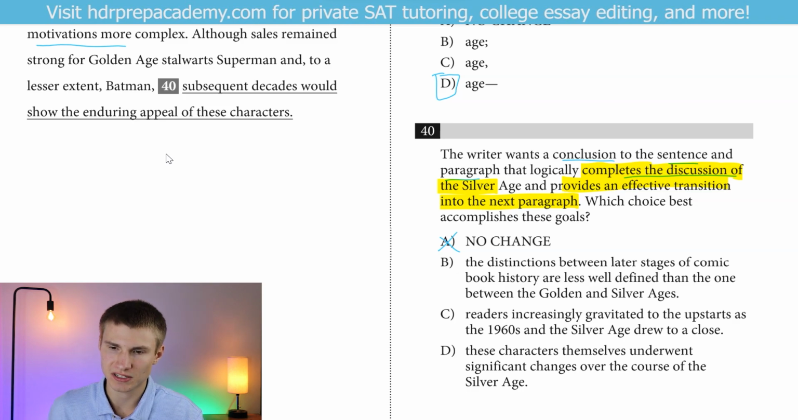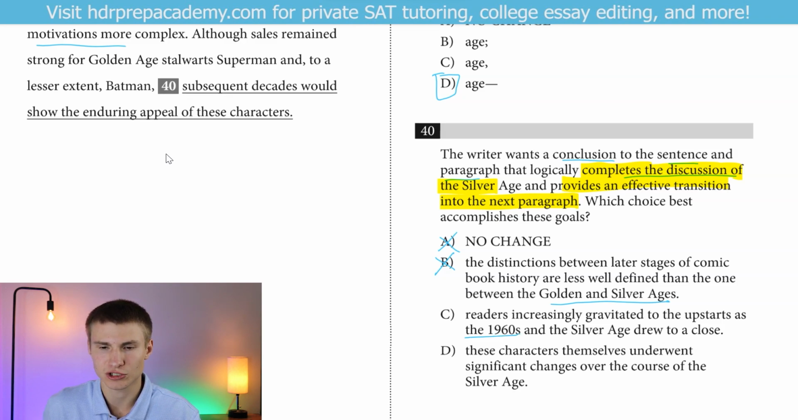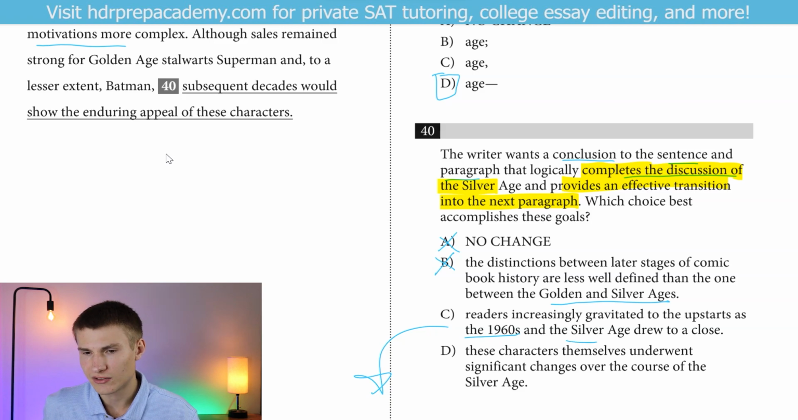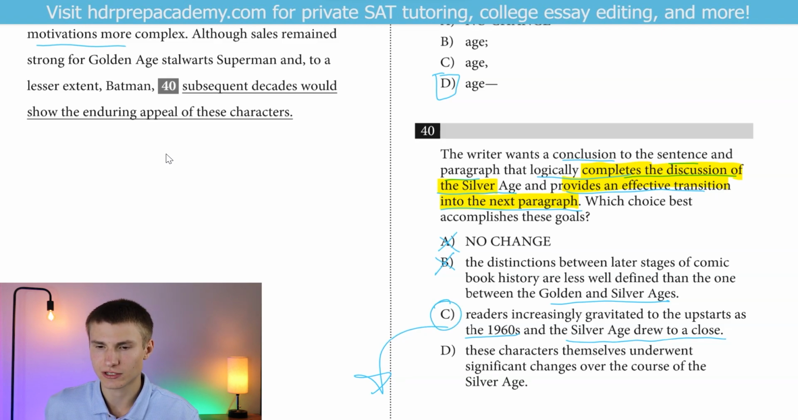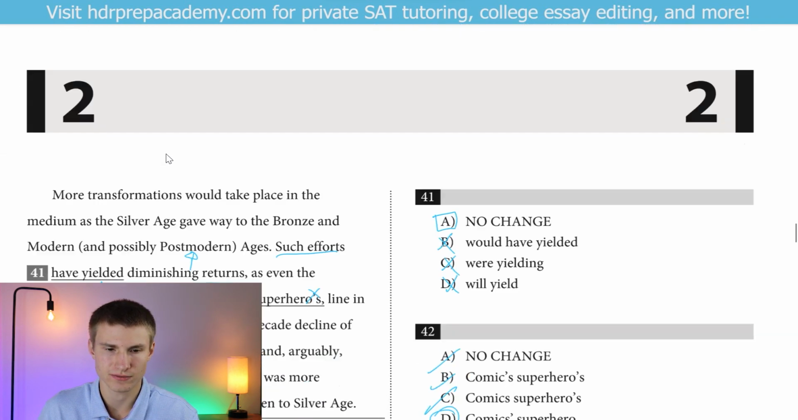B, the distinctions between later stages of comic book history are less well defined than the one between the Golden and Silver Ages. That's also not indicating a conclusion of the Silver Age. And then we have option C, readers increasingly gravitated to the upstarts of the 1960s, which are discussed in that next paragraph, and the Silver Age drew to a close. That's showing both that completion of the discussion of the Silver Age, which is talked about in the prompt, and then also transitioning into that next paragraph, which is the upstarts of the 1960s. So C will be our correct answer there. If we take a look at D, we have these characters themselves underwent significant change over the course of the Silver Age. That's not introducing that next paragraph. It's also not closing out the discussion of the Silver Age.